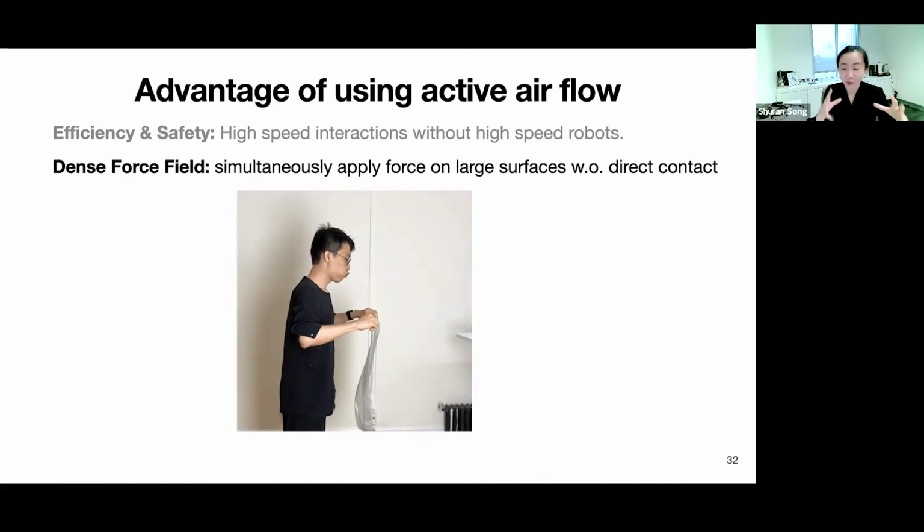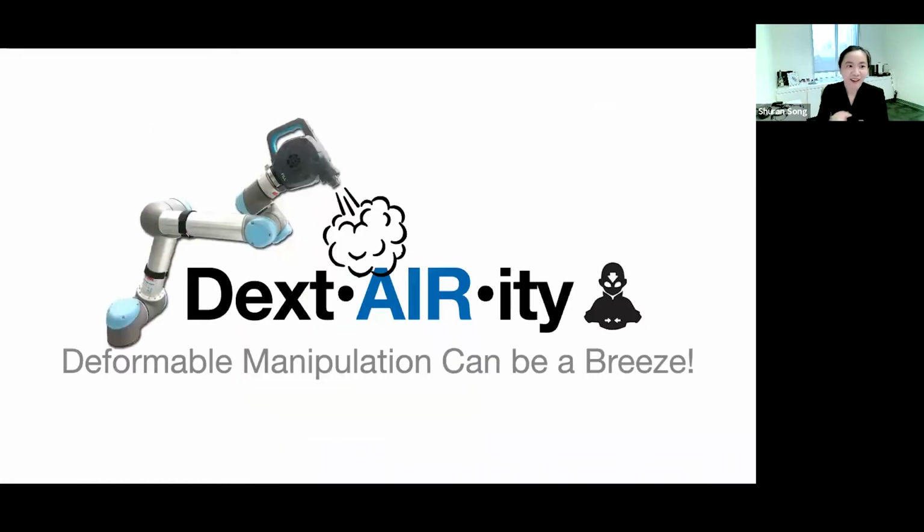However, without using air, you can imagine that a robot will need to simultaneously grasp many positions on this bag in order to keep it in its open state, which is a lot harder and more expensive to achieve. So we call this capability of using air to manipulate objects dexterity with air. And in this work, we will study how to use it for deformable object manipulation.